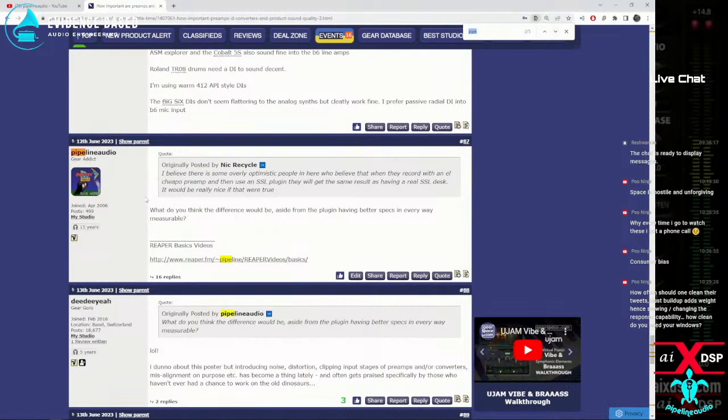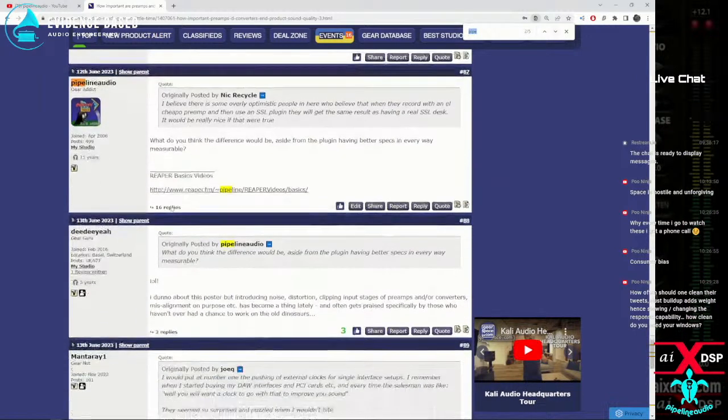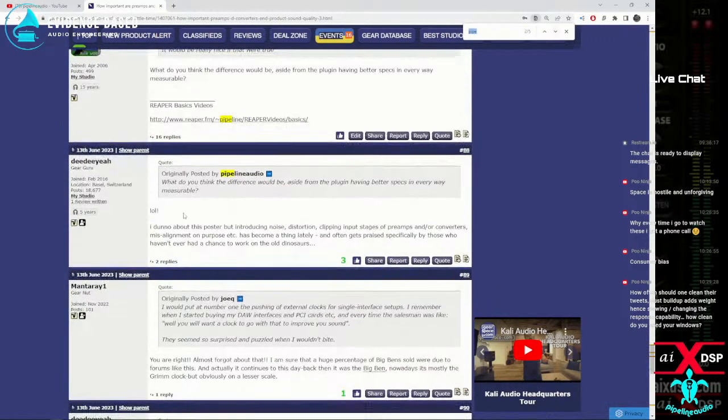So someone else says, "I believe there is some overly optimistic people in here who believe that when they record with an El Cheapo preamp and then use an SSL plugin, they will get the same results as having a real SSL desk. It would be really nice if that were true." So I ask, what do you think the difference would be aside from the plugin having better specs in every way measurable? Again, you're going to make a claim, you better bring some evidence.